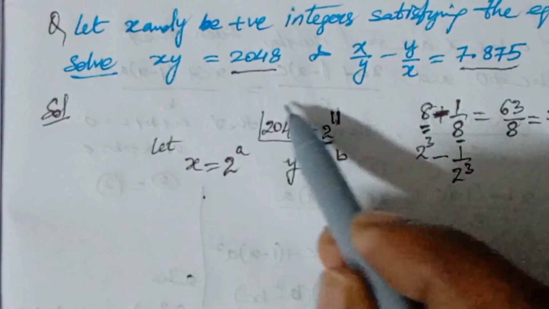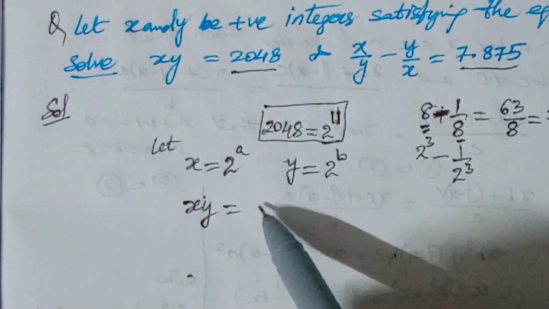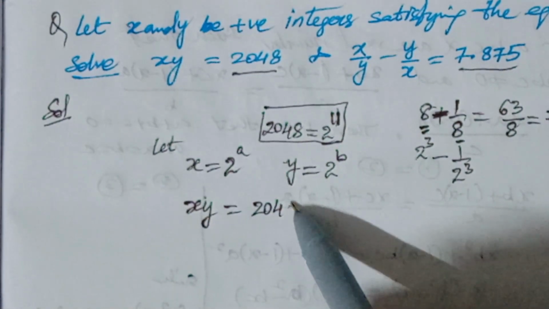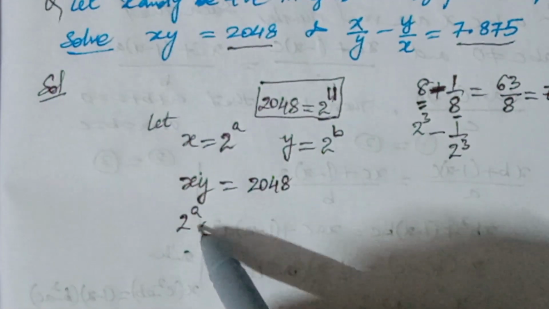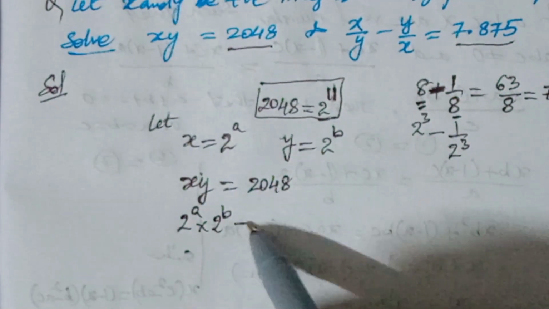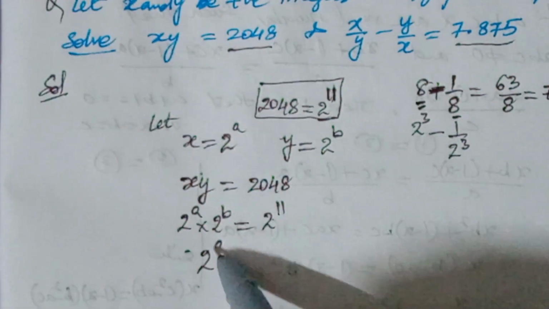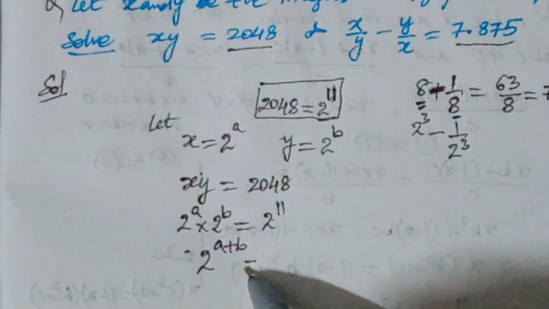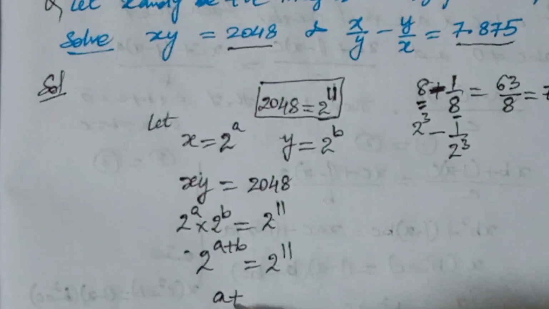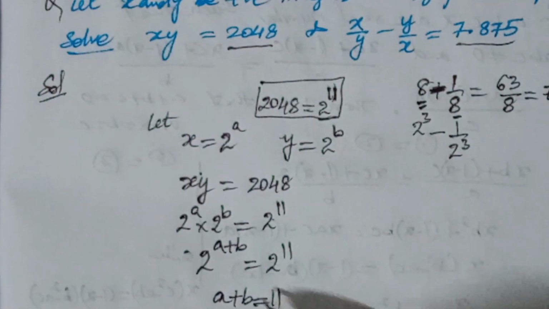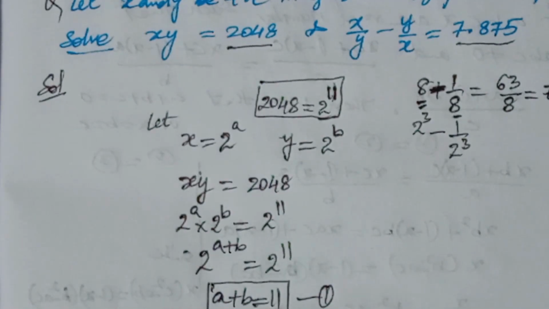Now replace this in the first one. What is given? xy is equal to 2048. So we can write 2 power a into 2 power b is equal to 2 to the power of 11. So 2 to the power of a plus b is equal to 2 to the power of 11. Bases are equal, powers must be equal. a plus b is equal to 11. Let it be 1 now.